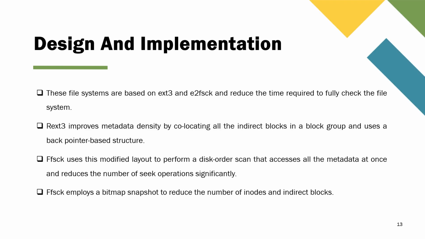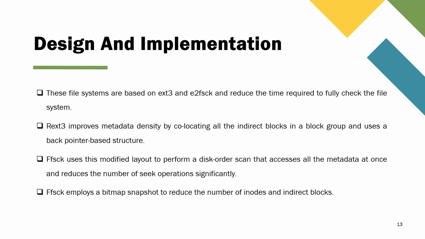Now I will describe the design and implementation of both the rext3 file system and the fast file system checker. These file systems are based on ext and the ext2 file system checker and reduce the time required to fully check the file system. They each contain some modification designed to reduce the time required to fully check the file system. The rext3 file system improves the metadata density by co-locating all the indirect blocks in a block group and uses a backpointer-based structure for indirect blocks to better support a fast checker.